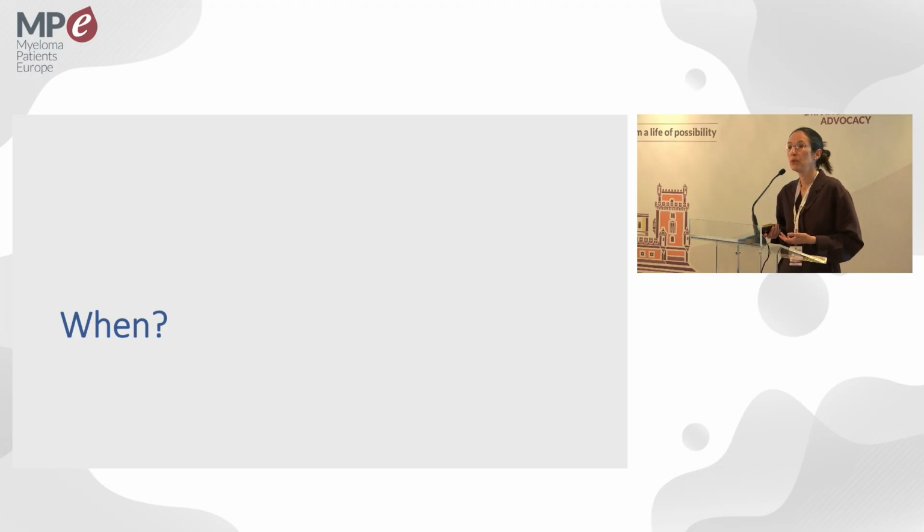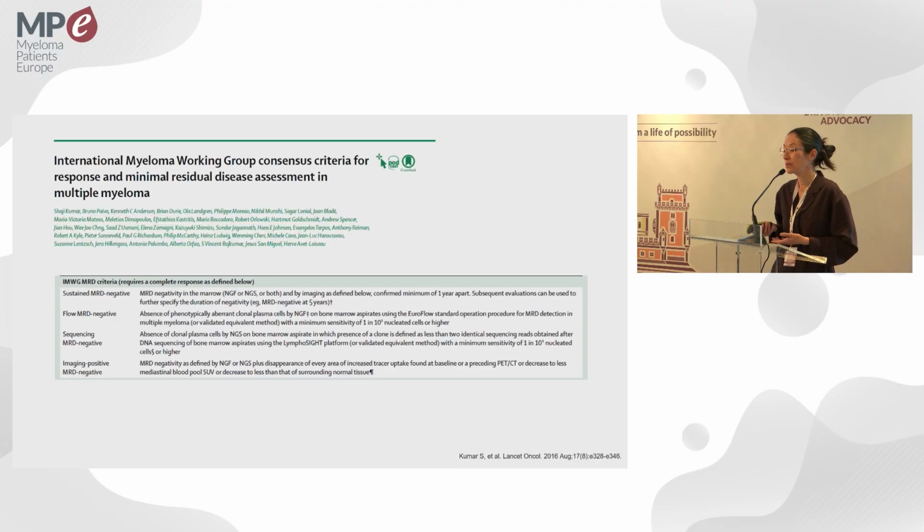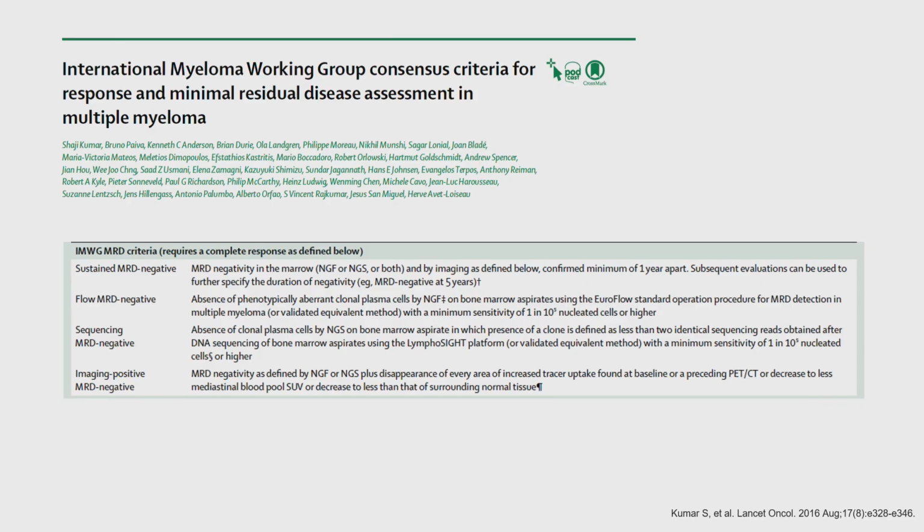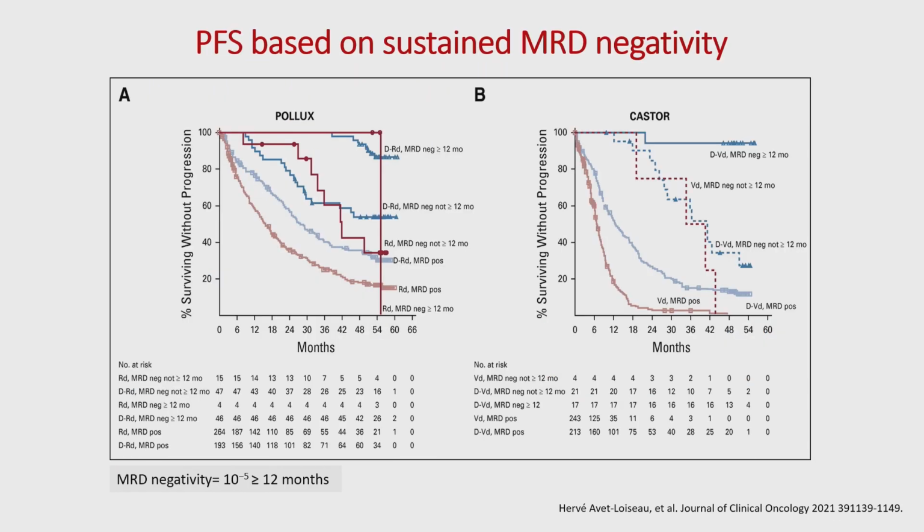So when should we assess MRD? According to the recommendations of the International Myeloma Working Group, we should assess MRD when we suspect that the patient is in complete response, so when the immunofixation in serum has become negative. At that time point, to confirm complete remission, but I would say mostly to assess MRD, it's recommended to perform a bone marrow aspiration and to assess MRD because we know the prognostic impact of assessing it and specifically of reaching MRD negativity.